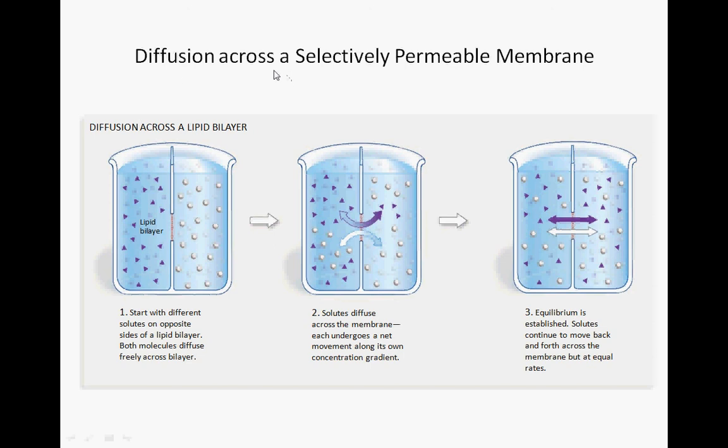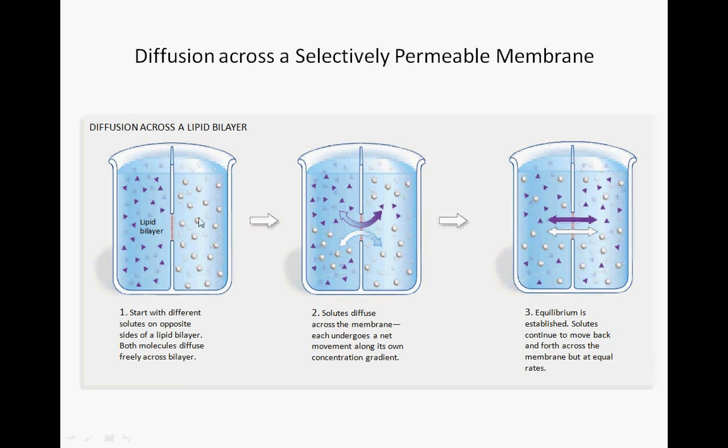Okay, to give this another example, if we have two different types of solutes in a beaker that's separated by a synthetic membrane that's permeable, say purple triangles and white balls, both of these are going to start diffusing across the membrane, and ultimately on either side you'll have a solution that's half purple triangle and half white ball. When you have the same concentration of solute on either side, that's called equilibrium.